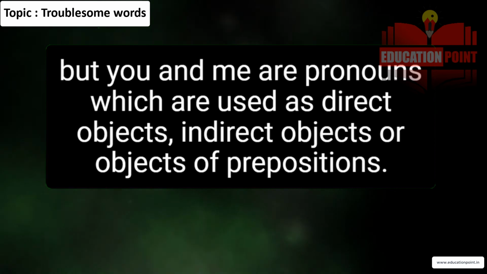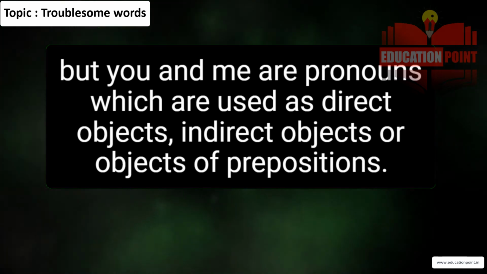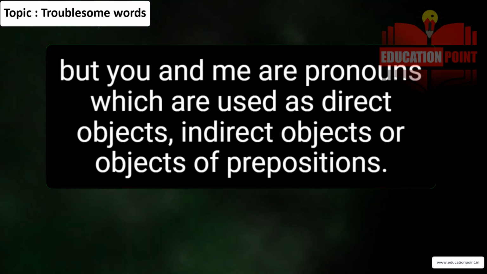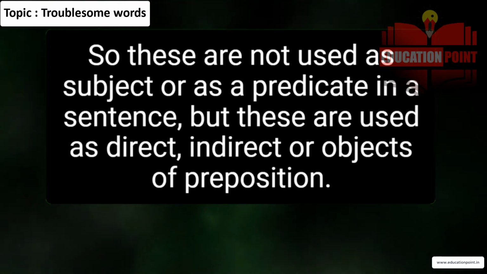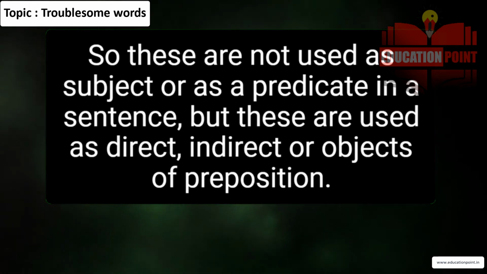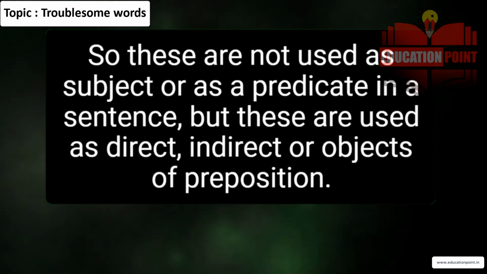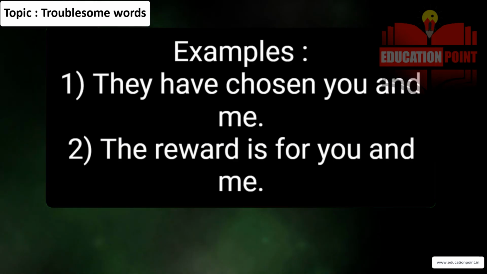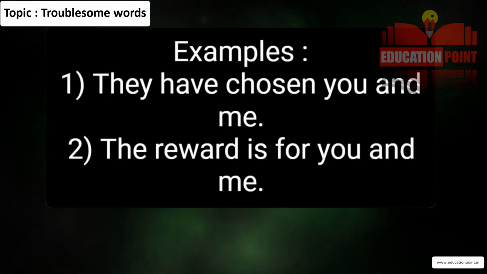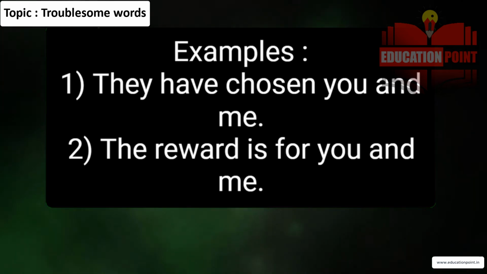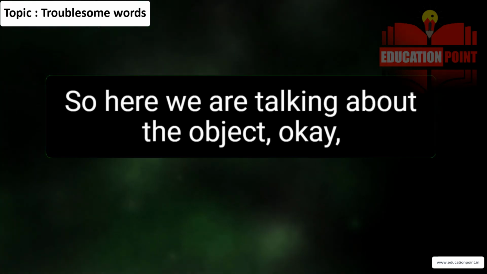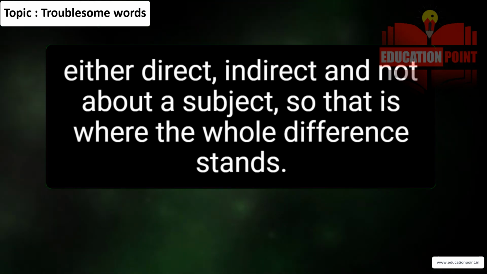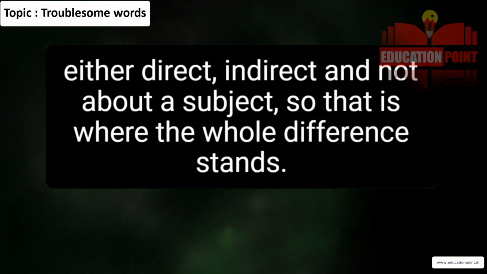But you and me are pronouns which are used as direct objects, indirect objects, or objects of prepositions. So these are not used as subject or as a predicate in a sentence, but these are used as direct, indirect, or objects of preposition. Example, they have chosen you and me. The reward is for you and me. So here we are talking about the object, okay, either direct or indirect, and not about a subject. So that is where the whole difference stands.